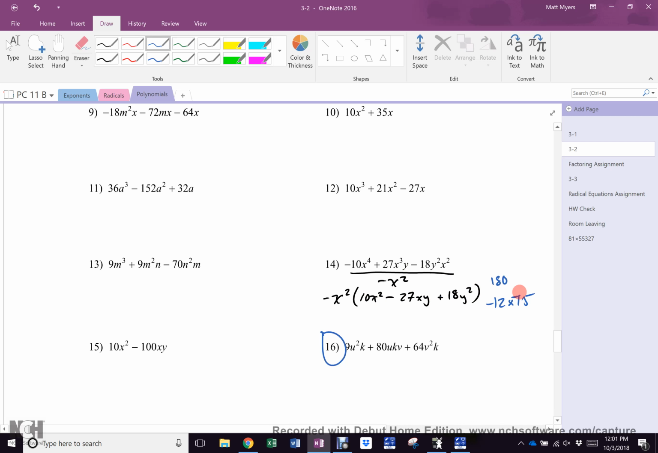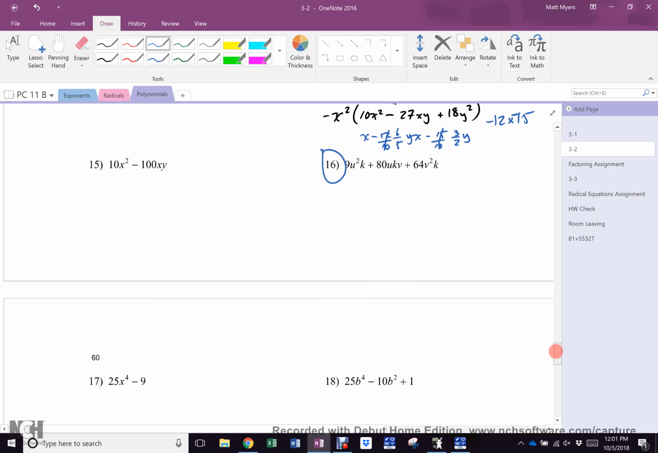So he had x minus 12 over 10 and x minus 15 over 10. And then he simplified the fractions to get 6 over 5 and 3 over 2. Moved the denominators to the front and remembered he needed a y.